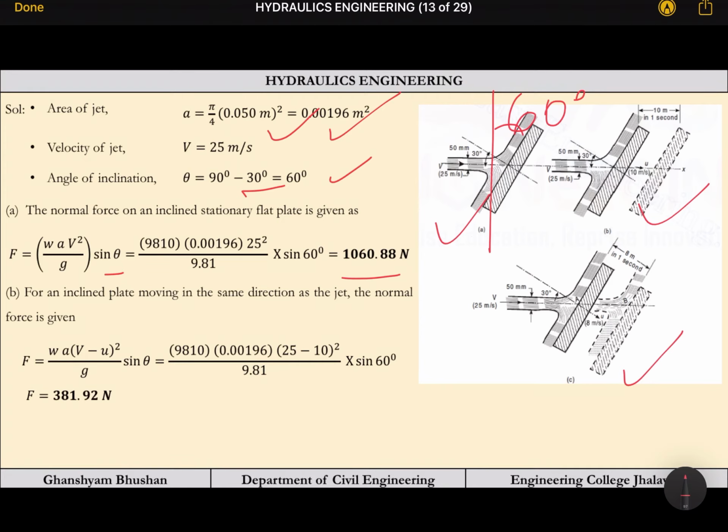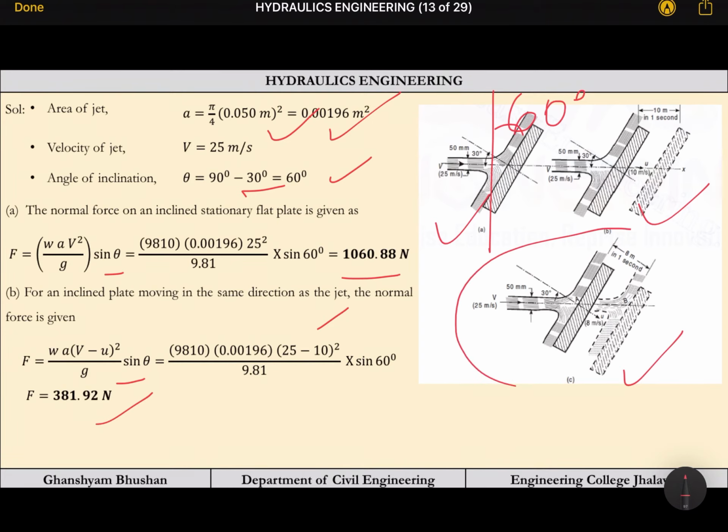Second case, when the plate is inclined and the plate is moving in the same direction as the jet. So u is given as how much? 10 meter per second. The sin theta component will also come. So you will get the value of force as 381.92.